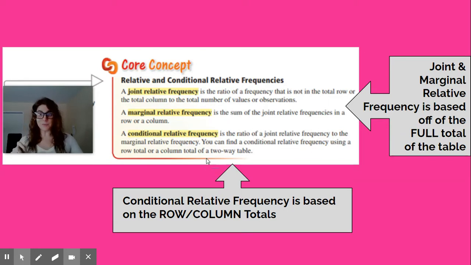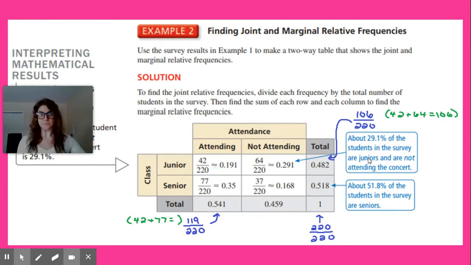The conditional is when I put a condition on it, meaning only look at a specific row or a specific column. So I might say only look at the juniors or only look at those attending the game. Okay, that's when I'm throwing a condition on it. I'm not telling you anymore to look at the whole thing. I'm telling you look at something specific. Okay, and you can see that here.